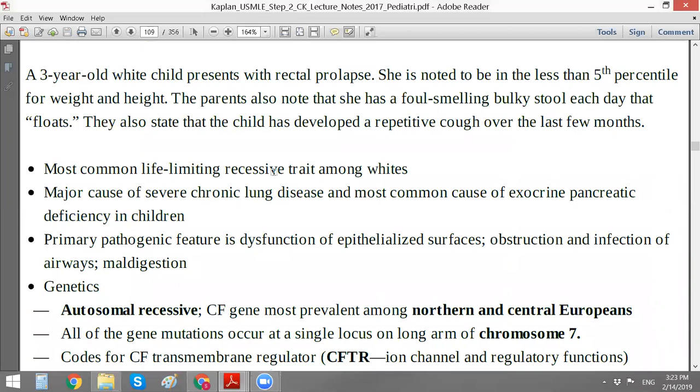It is the most common life-limiting recessive trait among Caucasians. The major cause of death is severe chronic lung disease. It is the most common cause of exocrine pancreatic deficiency in children. So, this is exocrine.